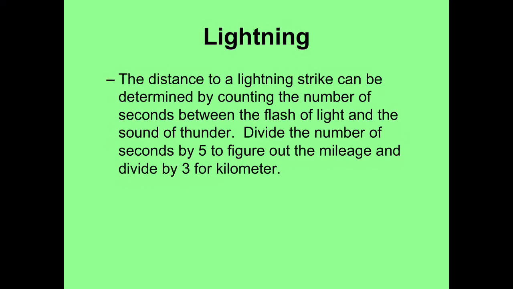The distance to a lightning strike can be determined by counting the number of seconds between the flash of light and the sound of thunder. Divide that number of seconds by 5 to figure out the mileage, and divide by 3 for kilometers. So you see the flash, it's 10 seconds later, that's going to be 10 divided by 5, which is 2 miles away. Now as those get closer and closer, make sure that you're not outside counting the lightning strikes.